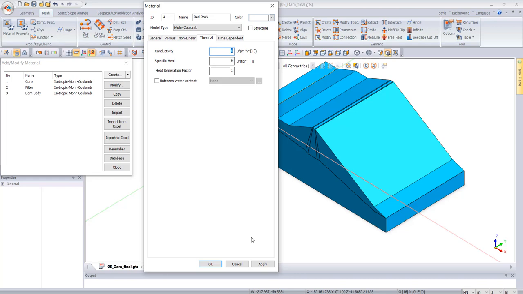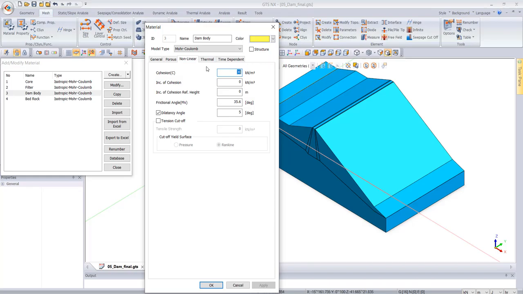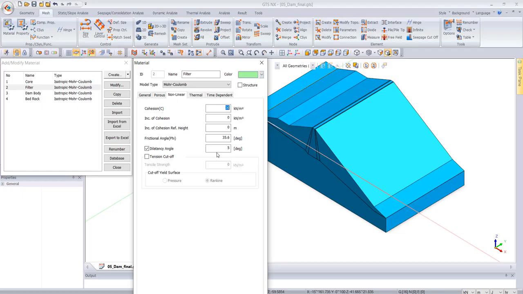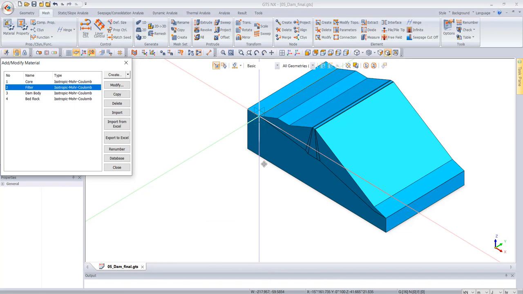We go back to dam body and we say this is dam body, and for nonlinearity is 0, and we take it 0.2 as we agreed to. We can take this 0, and this is 39, and we'll take this as 9. Can we say okay? And for the filter, we go back to nonlinearity and we take it as 0.2. And this is 3. And this will be 3, and we say okay. And for this part, we take it 0.5. So now we are done with our material.